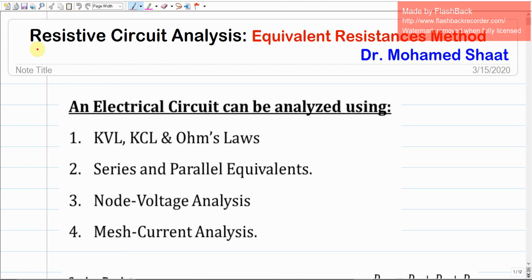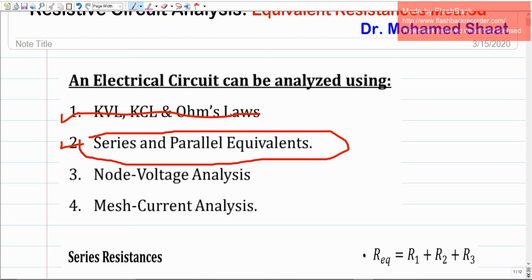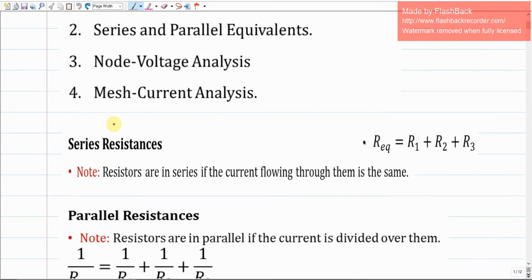So the topic of today is resistive circuit analysis, and the method that we're going to use, as we mentioned, is the equivalent resistance method. As we mentioned, we are discussing these 4 methods. We have covered this one, and we're still working on the second method. As for the third and the fourth, these will be considered in the next meetings. Make sense?